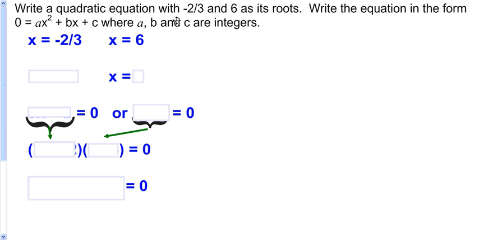Now, this one here is the reverse process. Here, they're giving you the answers, and they want you to work backwards to get the equation. So you're starting off with this. So we have our x being 6. Now, it says with integers, they don't want fractions. Well, we have a fraction here. How do we get rid of dividing by 3? We could multiply both sides by 3.